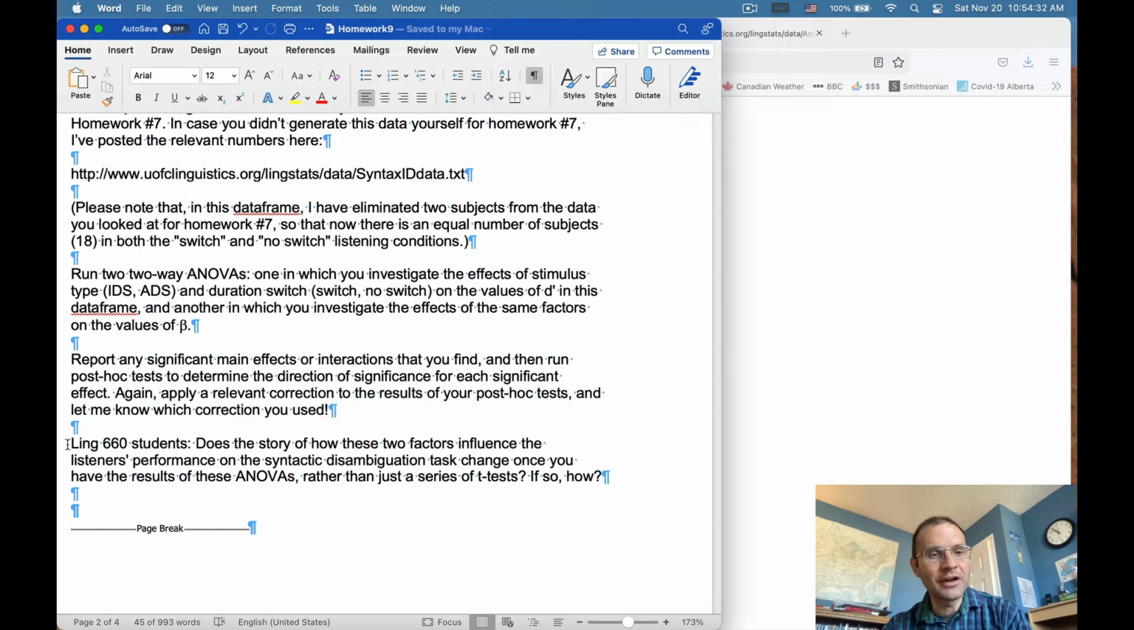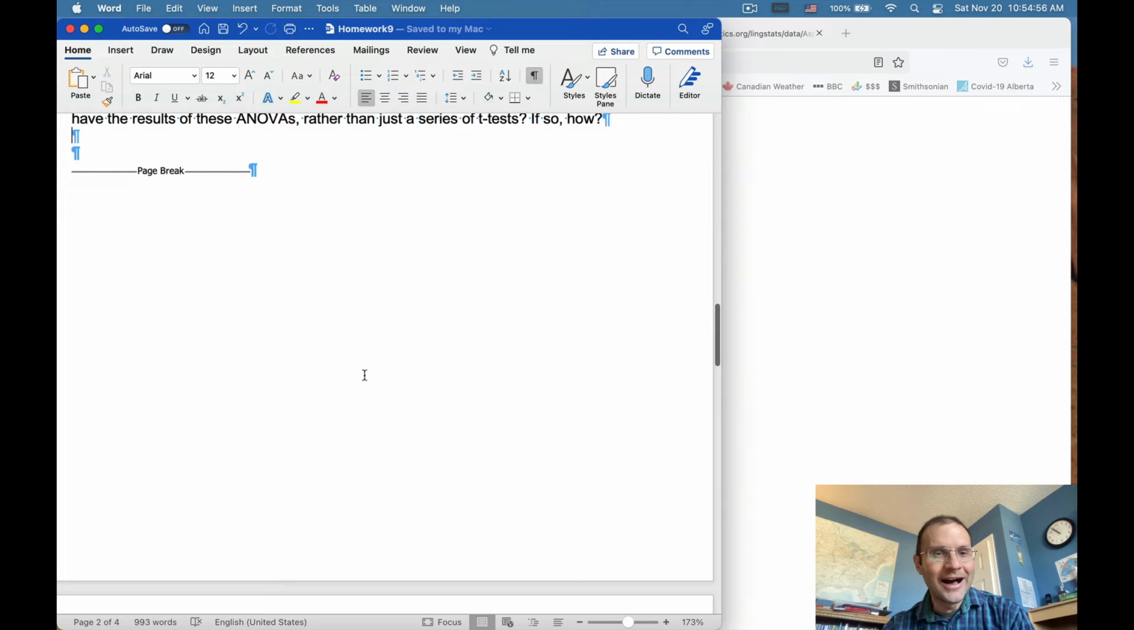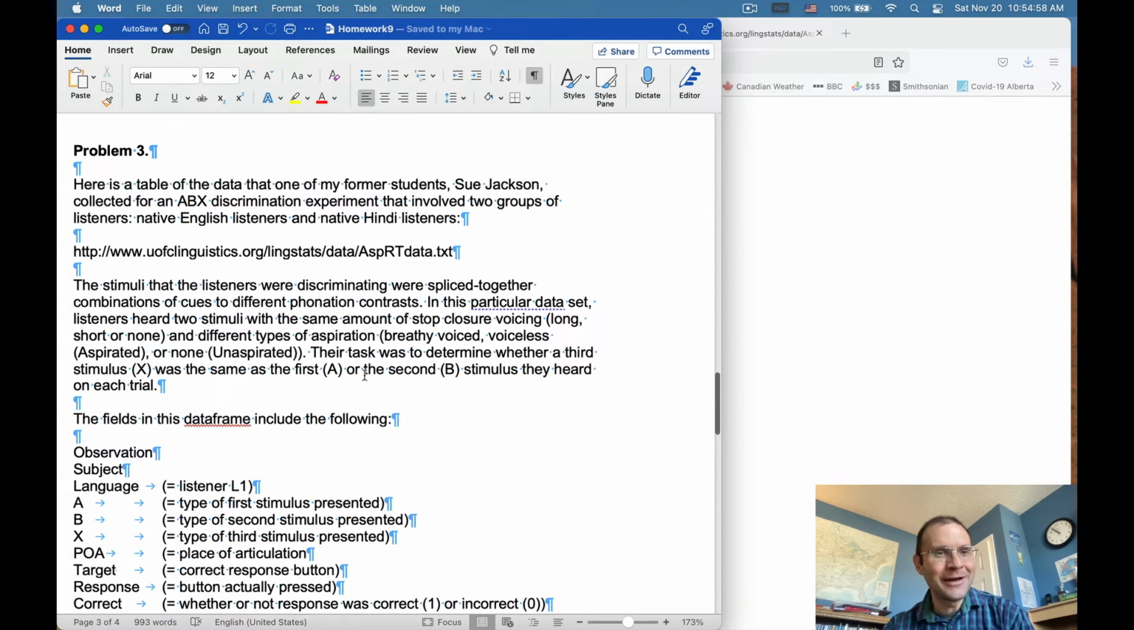And also, if you're lucky enough to be in Ling 660, tell me a little bit more about the overall story we've been thinking about with respect to this data. So does the story of how these 2 factors influence the listener's performance on the syntactic disambiguation task change once you have the results of these ANOVAs rather than just a series of t-tests? And if so, how? So you're going to have to do a little bit of thinking about that. But again, if you have any questions, you can always ask me in office hours or by email.